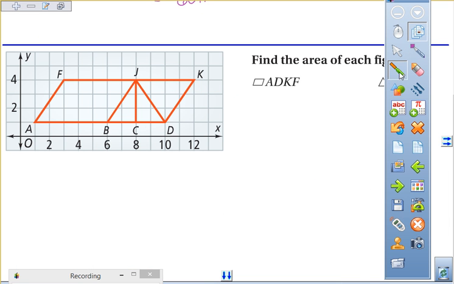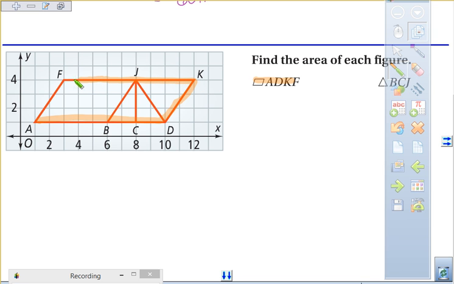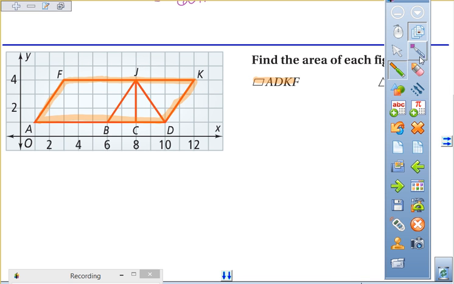Let's look at some shapes in the coordinate plane. ADKF looks like it's a parallelogram. Slope of the top and the bottom would be 0. Slope of the left and the right looks like it would be up 1, 2, 3, forward 2, so 3 halves. Up 3, forward 2. So yes, this is a parallelogram because opposite sides are parallel.